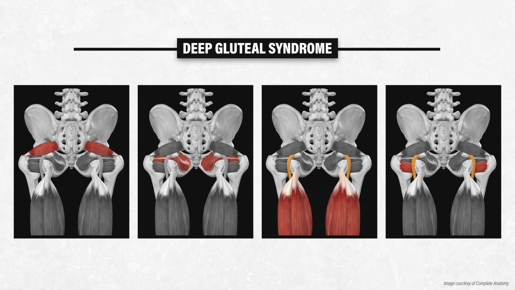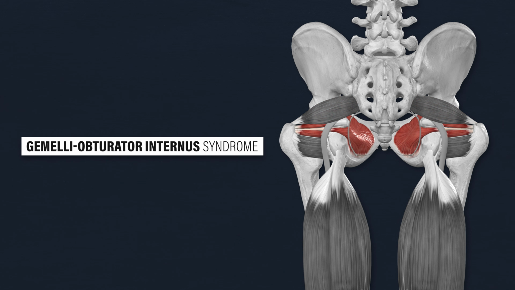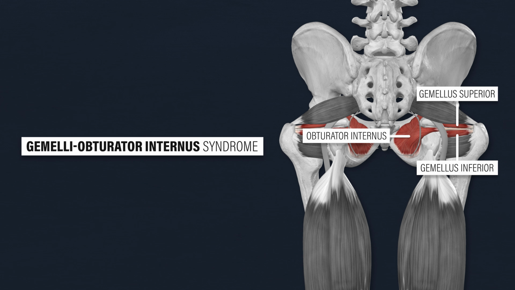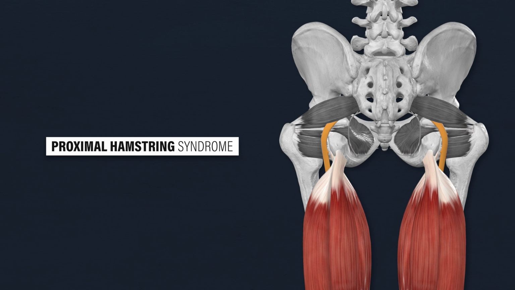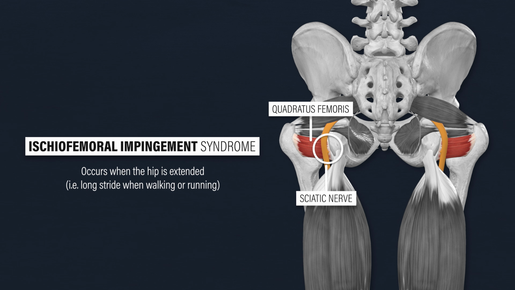Park and colleagues include the following diagnoses in deep gluteal syndrome: Piriformis syndrome, Gemelli obturator internus syndrome, named for the gemellus superior, gemellus inferior, and obturator internus muscles, proximal hamstring syndrome, in which irritation of the hamstrings and sciatic nerve coexist because of their close proximity, and ischiofemoral impingement syndrome, resulting from compression of the sciatic nerve and/or quadratus femoris muscle between the ischial tuberosity and lesser trochanter of the femur when the hip is extended, such as during a long stride when walking or running.